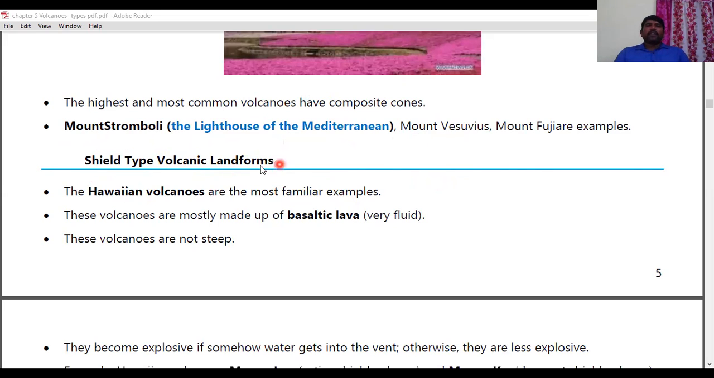And the shield type volcanic landforms. The Hawaiian volcanoes are the most familiar examples of the shield type volcanic landforms. These volcanoes are mostly made up of basaltic lava that is very fluid, and these shield type of volcanoes are not steep sided.